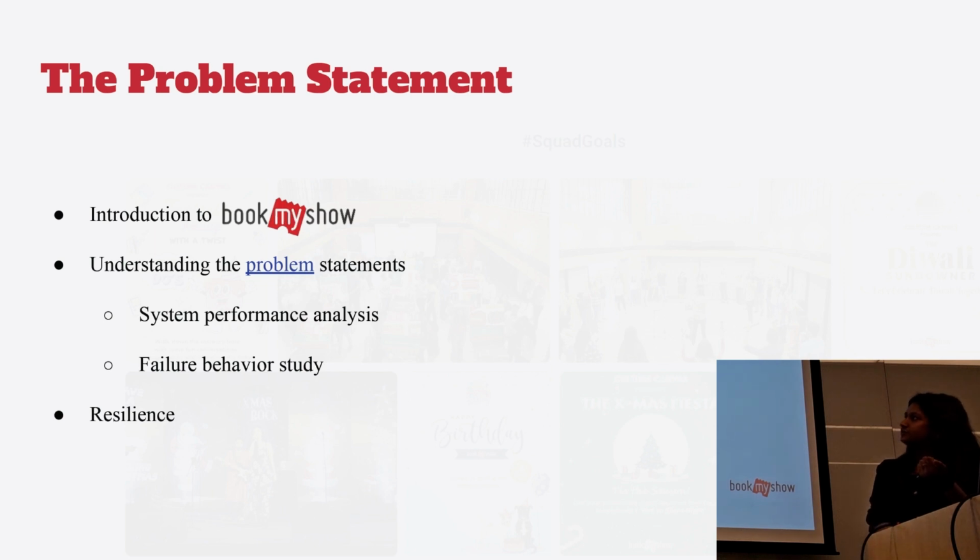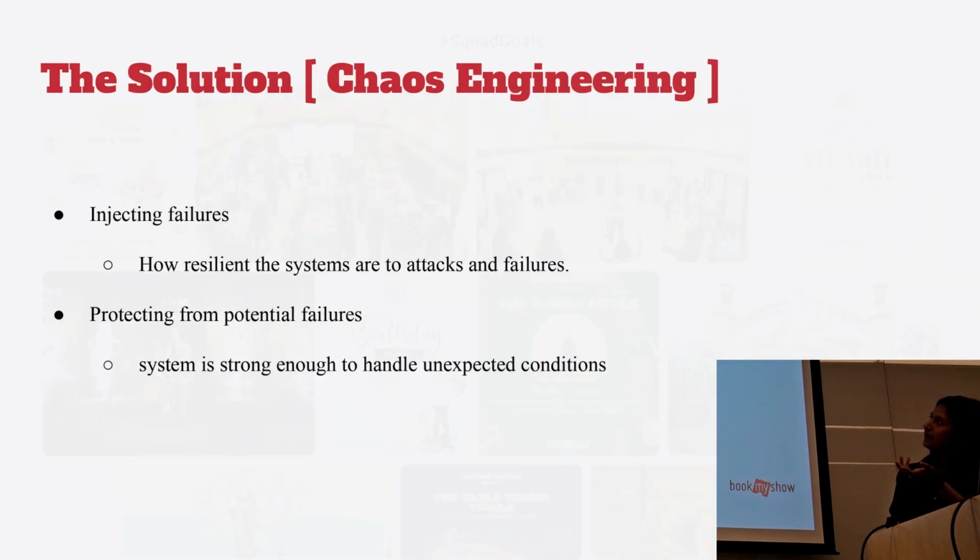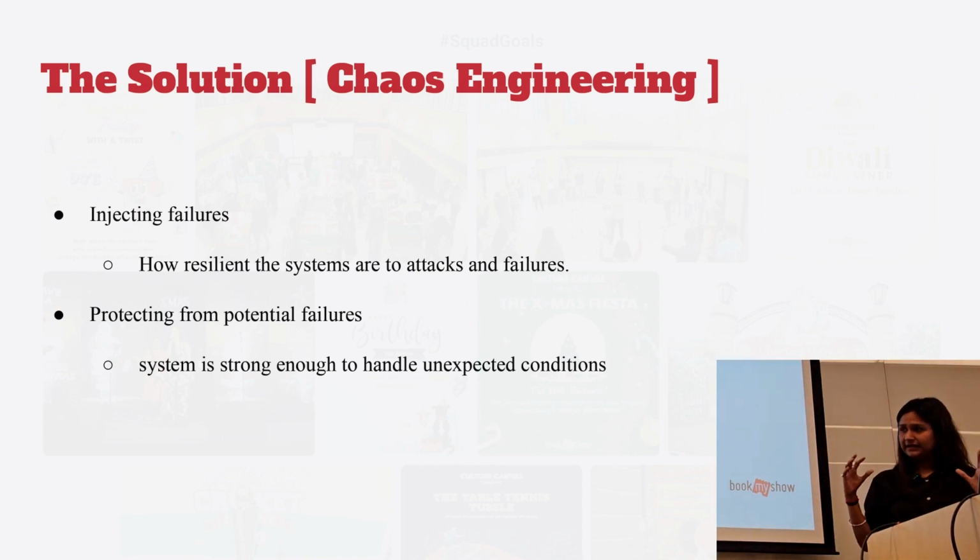So the solution that helped us was chaos engineering. What exactly we do in chaos engineering is we inject failures into the system and we see how resilient our system is from attacks and different types of failures. We are protecting our system from failures in order to build that confidence that whatever conditions may arise, whatever failures are there in the system for XYZ reason, we are able to handle all the unexpected conditions.